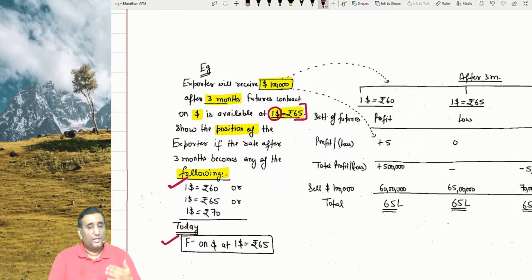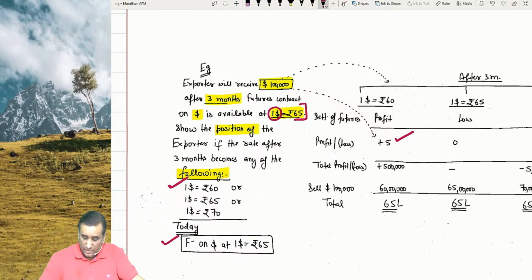And we can see, not read $1.65. You have taken the contract to sell share at 65. Share price fell to 60. How much future market will give? 5. 5 rupees will come from the future market. That 5 into 1 lakh is 5 lakh.